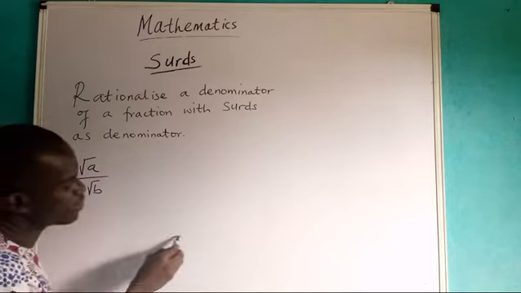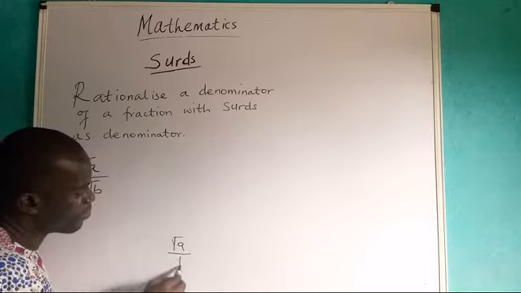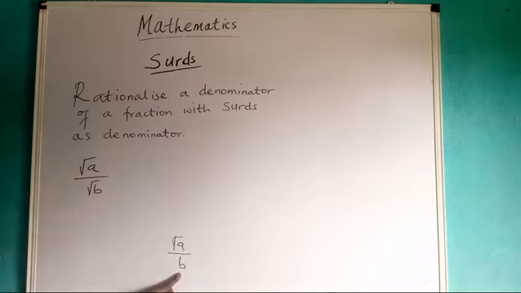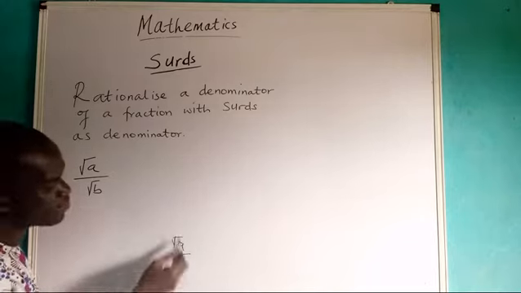A situation like this, we cannot rationalize. Root A over B. Look, B does not have a root. There is no root on B. Therefore, it's not a surd. Okay, now we cannot rationalize in this very case.